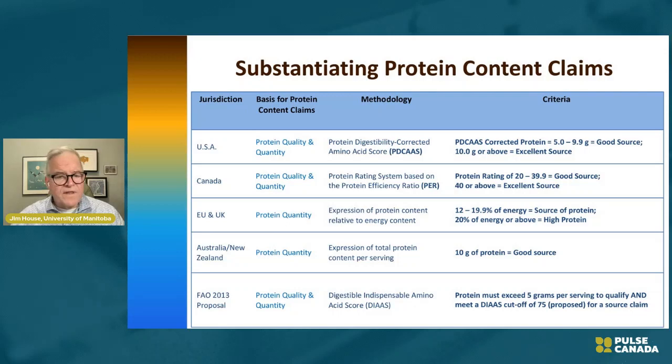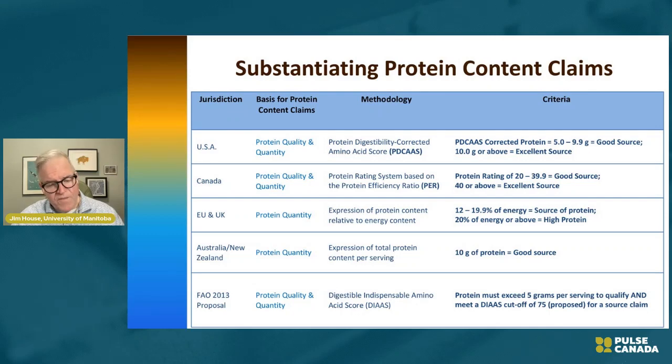And when you get those values, you can claim a good source or excellent source. The challenge there is that PER and PDCAAS are different methods of assessment. Health Canada has just recently, within the last 3 years, allowed for the calculation of PER based on PDCAAS values.